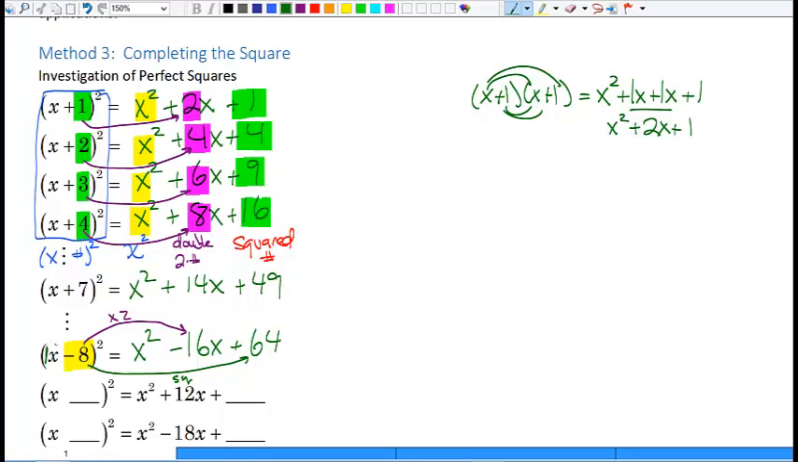So what I want you to do now is pause the video one more time and see if you can fill in the blanks here. And this is really what we're trying to get at. So pause your video and see if you can fill in the blanks.